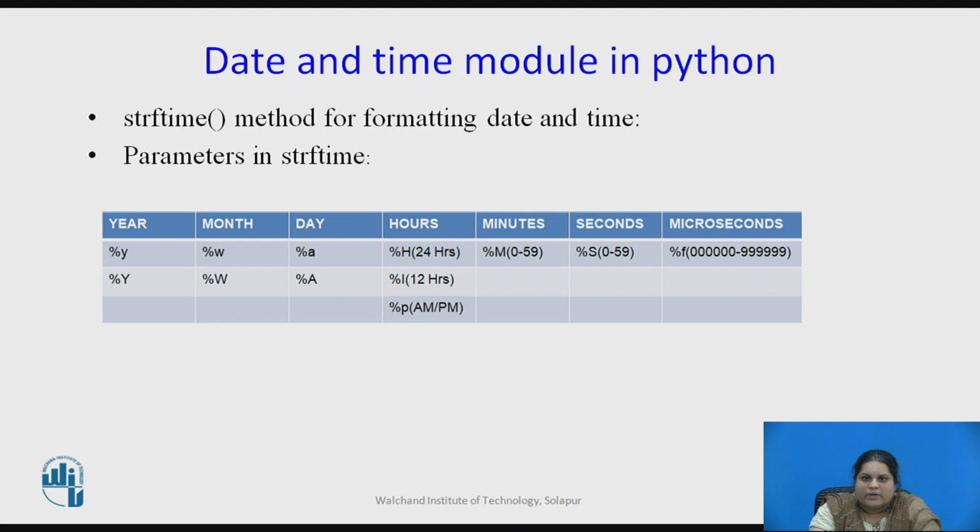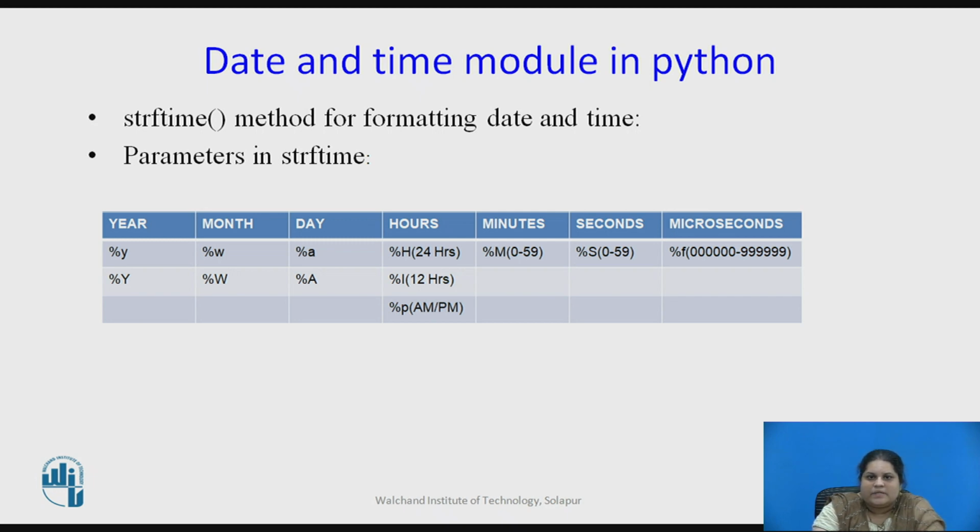So this is the short version of the year that will be displayed. If we want our date in this particular format, then we use only the percentage y. Whenever we require the full version of the year, that means 2023 in full format, in that case we use the percentage capital Y. Whenever we use the capital Y, the whole 4-digit number, that is 2023, will be printed.